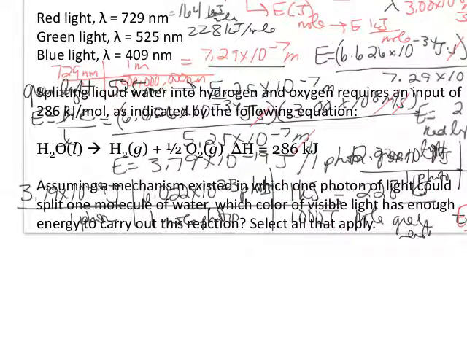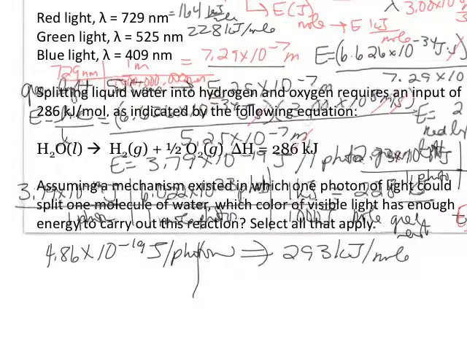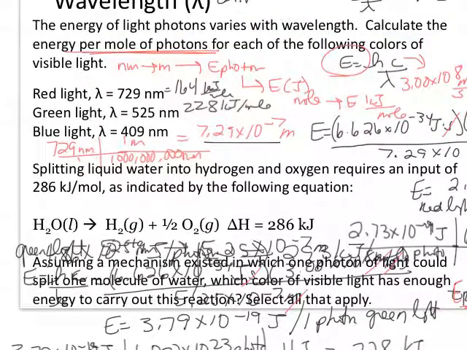And the blue light, the 409 nanometers, ends up being 4.86 times 10 to the negative 19 joules per photon. I won't do that. I'll let you do that. And then when you convert that using Avogadro's number, you get 293 kilojoules per mole. So let's put that up there. And so this is, for the blue light, 293 kilojoules per mole.